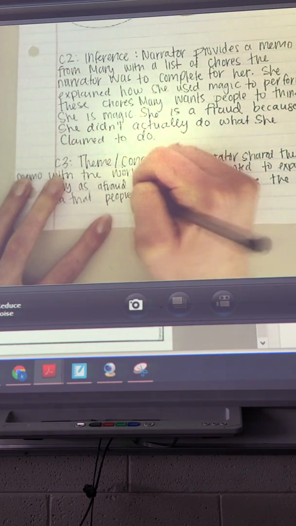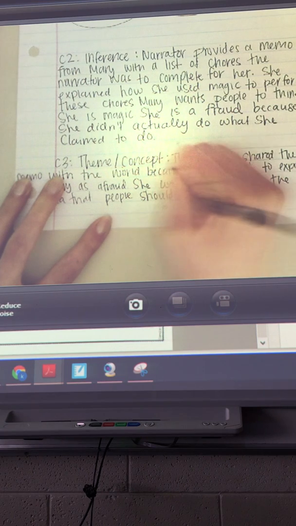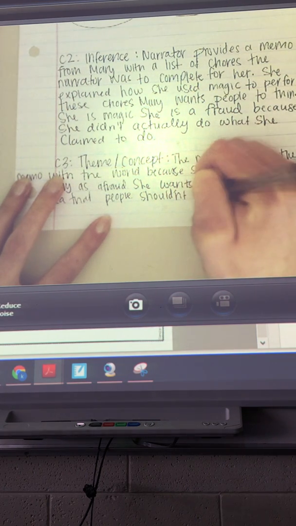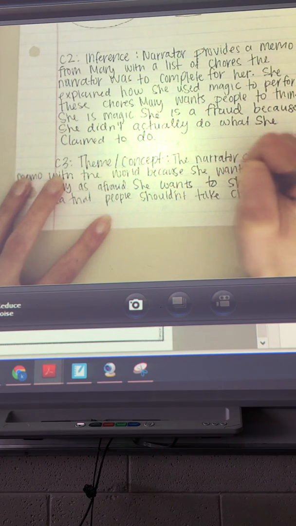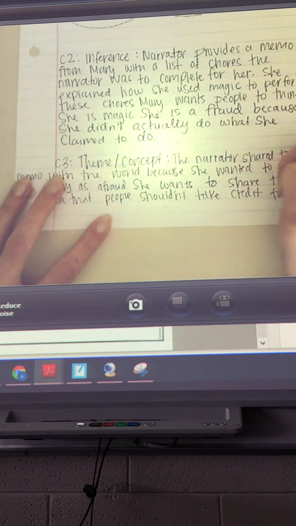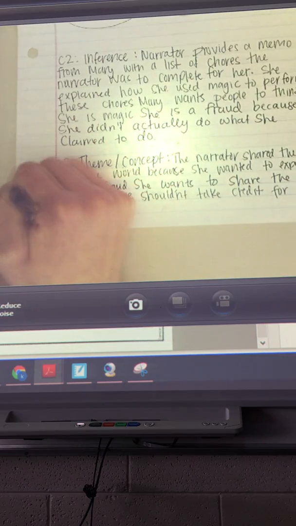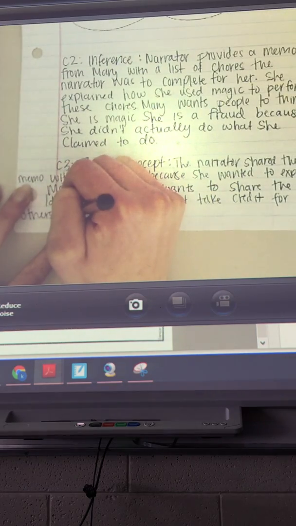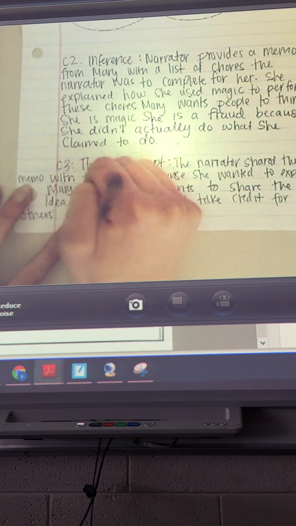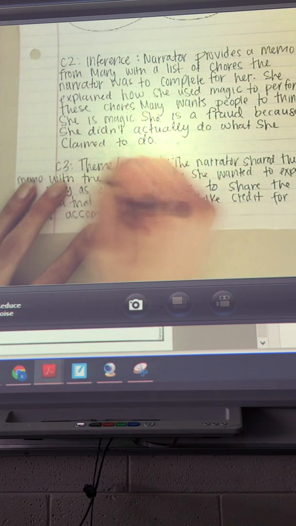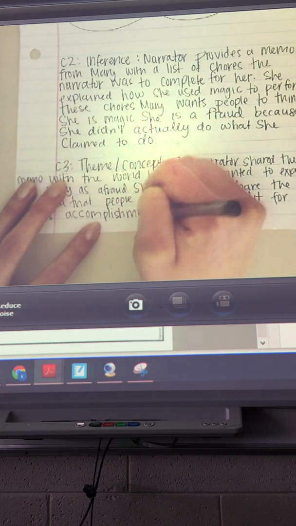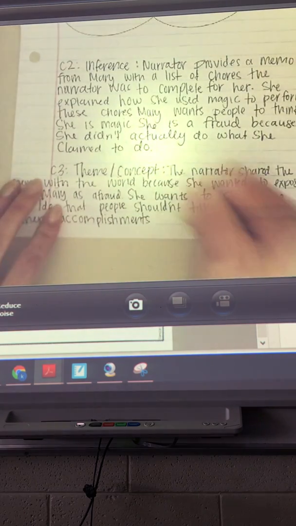people should not take credit for others' accomplishments. Accomplishments is ACCOMPLISHMENT. Accomplishments.